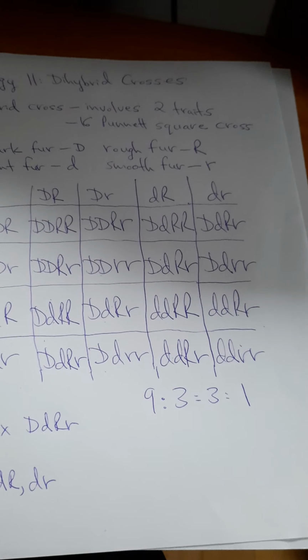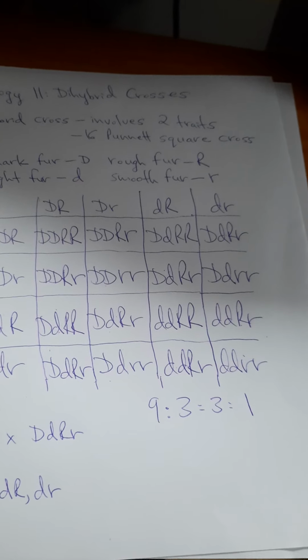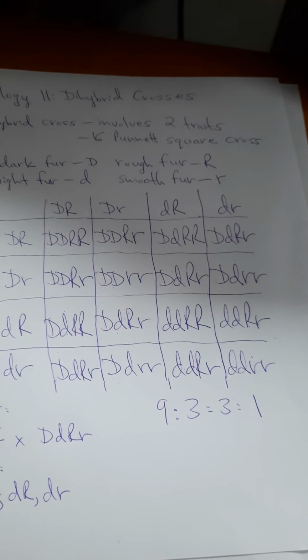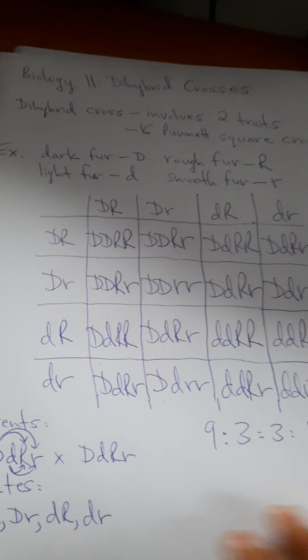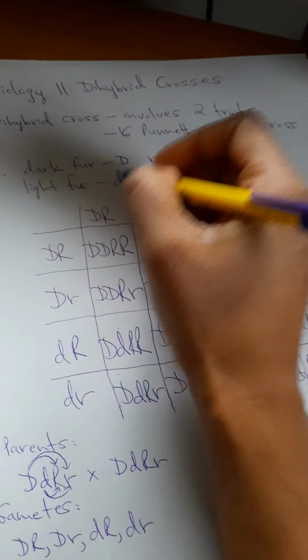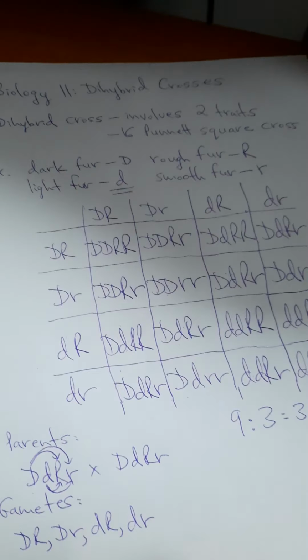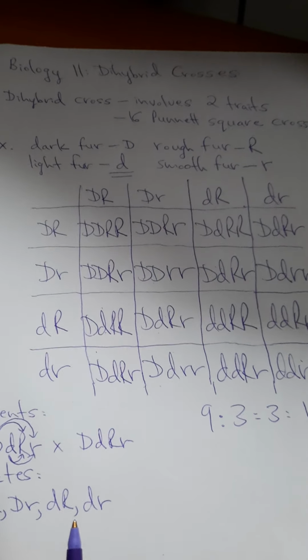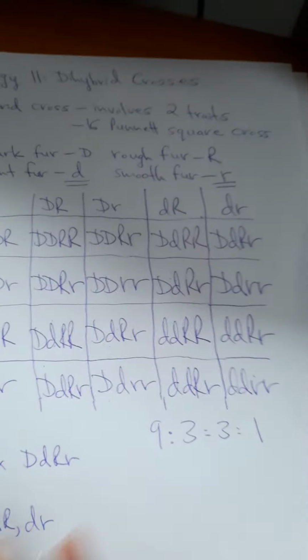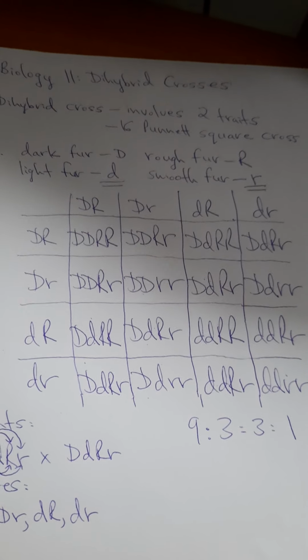All right, and the question asks basically, what are the recessive traits and what letters would you use for them? And that's the question for part A. So these are the recessive letters here. I'm going to underline it. The light fur we indicated by using the lowercase d. And then the smooth fur we indicated by using the lowercase r.